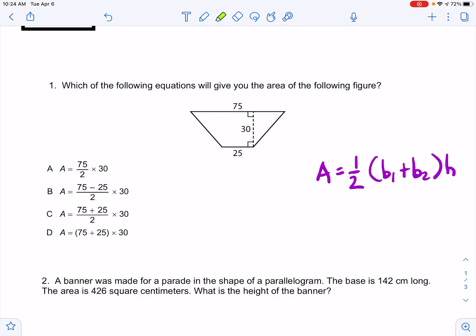Now I'm going to identify my base 1 and base 2. They're in parentheses, that's why I'm identifying this first. They run parallel with one another and they're not always going to be congruent or the same. They can be different. So now I'm going to substitute 75 plus 25 in there. Base 1 and base 2, when you're adding, it's the commutative property. They can change order, so it doesn't matter which one is base 1 or base 2.